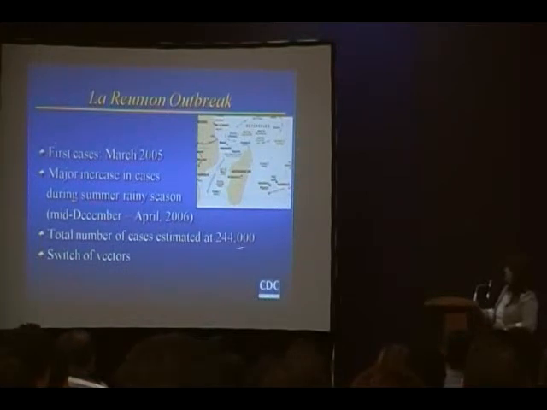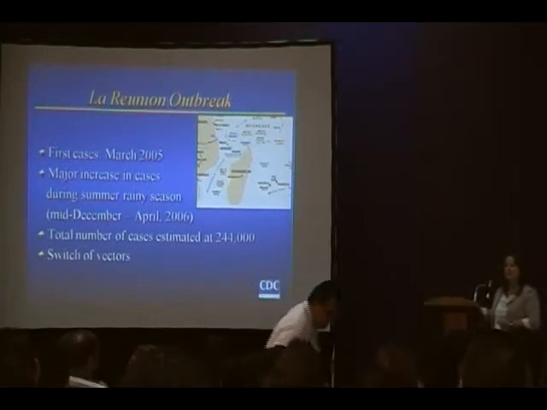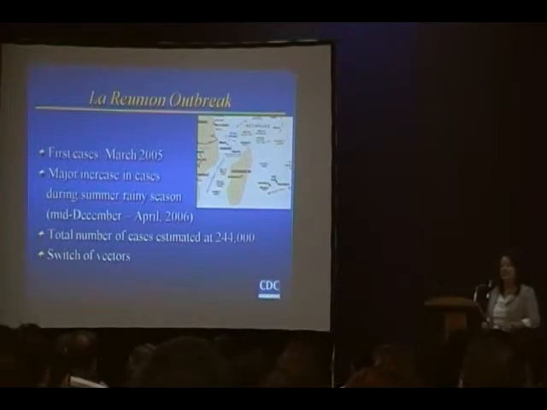In La Reunion, again, they had almost 250,000 cases, and there was a switch of vectors here, which was very important for the virus continuing to move. Because in La Reunion, there are very few Aedes aegypti, but they do have a lot of Aedes albopictus. So suddenly, this epidemic was able to progress because now there was a second vector that was just as important as the original Aedes aegypti vector.